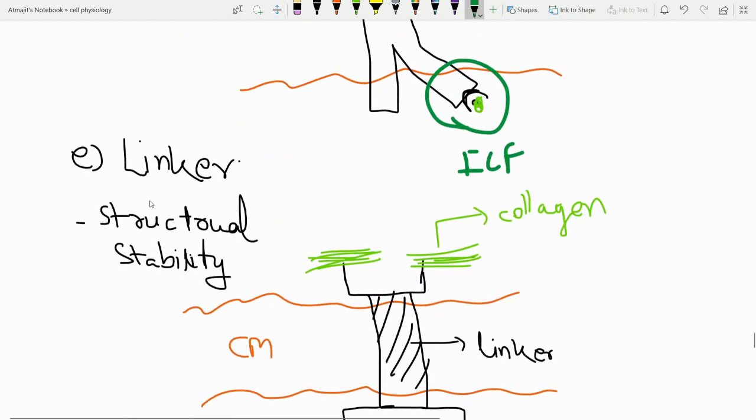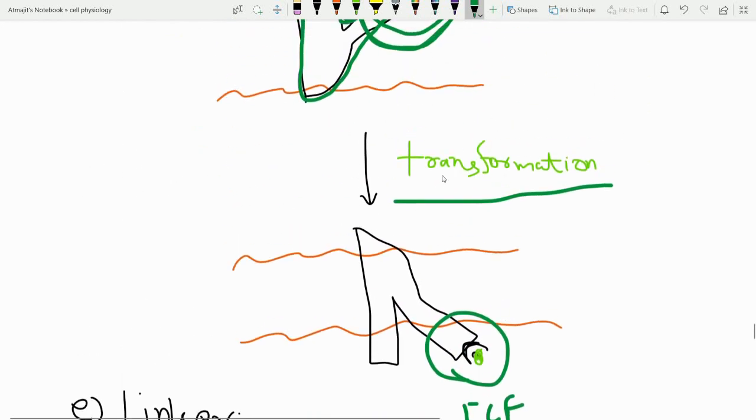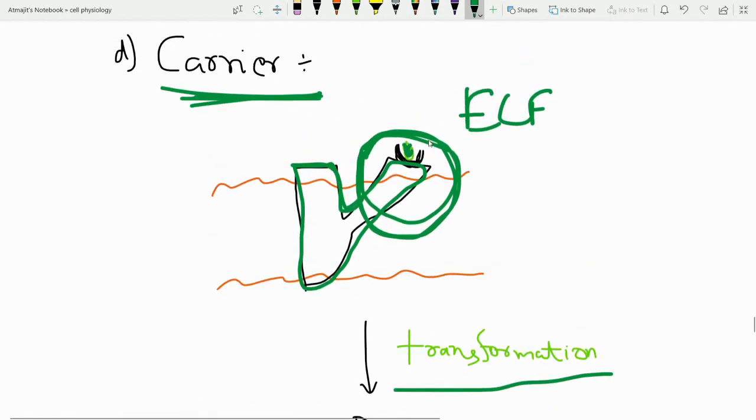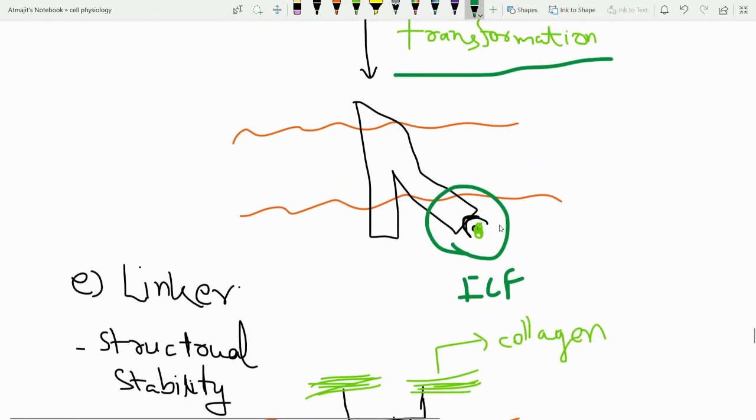This is called transformation of the protein. Here the structure changes to take some hormone or some important things to inside the cell.